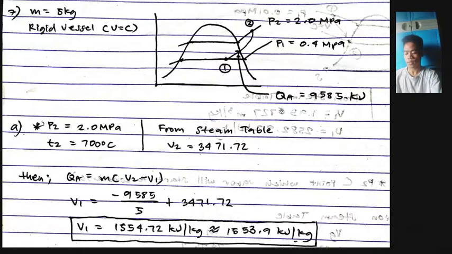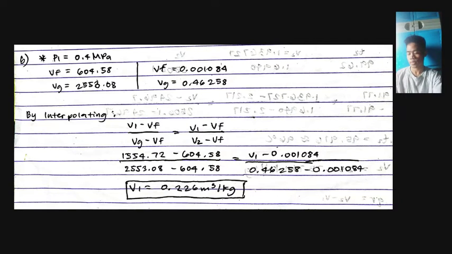Then QA will be QA equals M open parenthesis U2 minus U1. U1 replace, so it will be U1 equals negative 9,585 over 5 plus 3,471.72. And then calculating it, our U1 equals 1,554.72 kilojoules per kilogram, that is equivalent to 1,553.9 kilojoule per kilogram. Next, letter B.